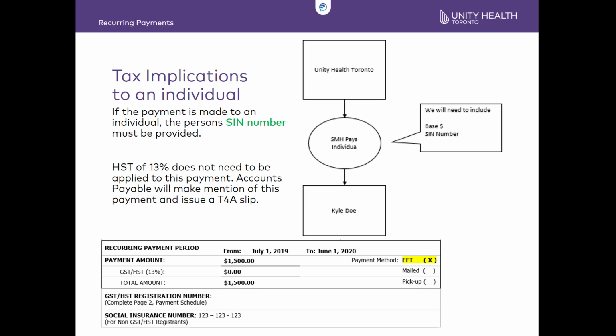Tax implications to an individual. If the payment is made to an individual, the individual's SIN number must be provided on the document. HST of 13% does not need to be applied to this payment. Accounts payable will make mention of this payment and issue a T4A slip.